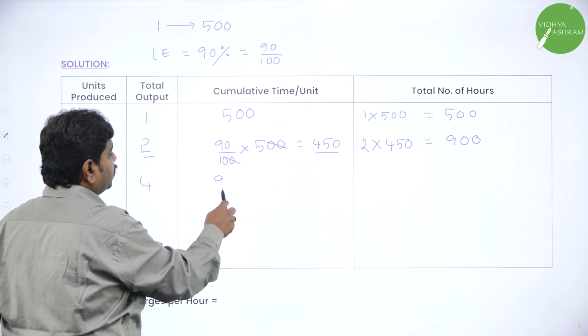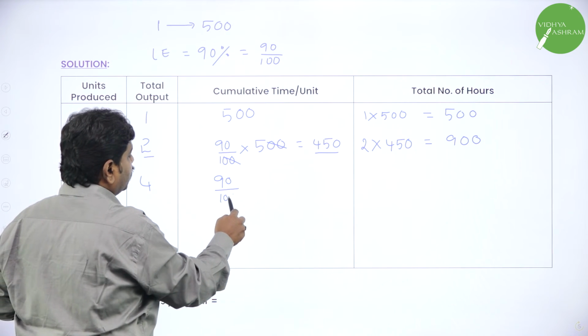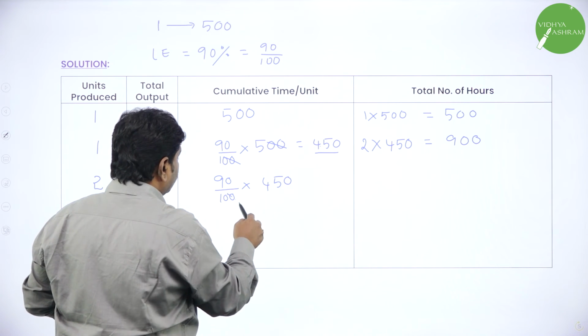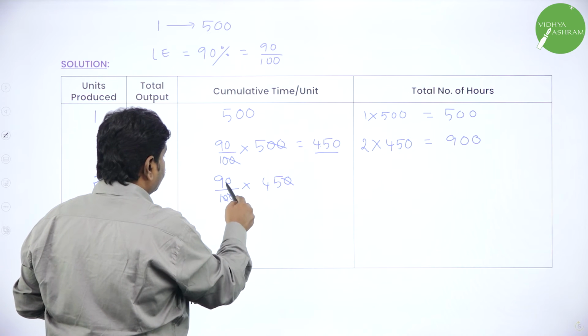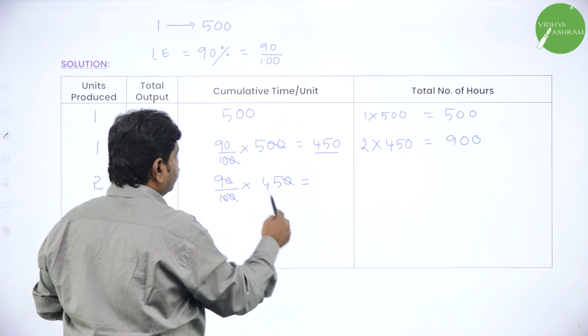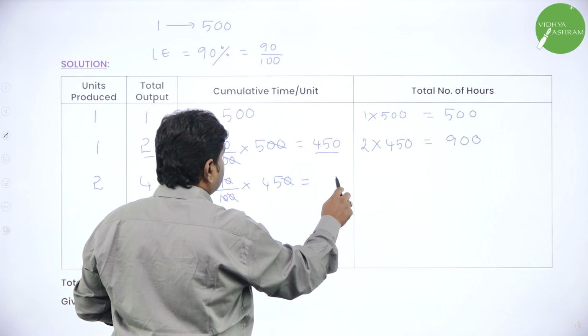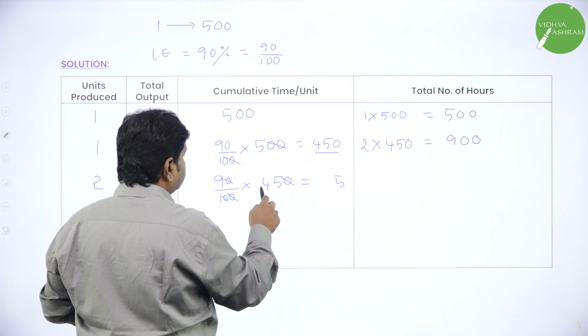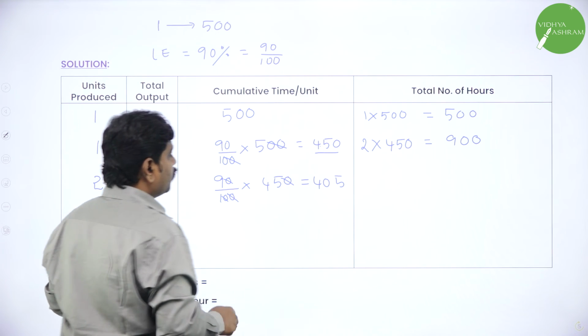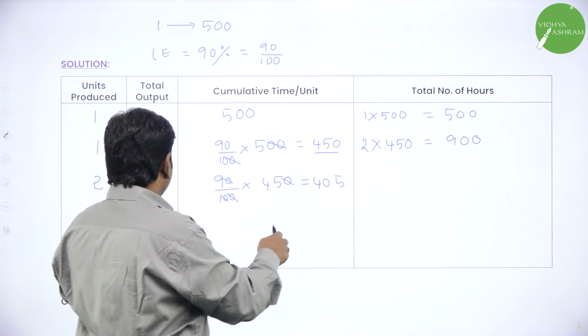Then 90% of the above time. 90 by 100 of above time. What is the above time? 450. 90 by 100 of 450. 1 0, 1 0 I'll cancel. 1 more 0, 1 more 0 I'll cancel. Multiply this carefully. 9 5s are 45. 5 and 4. 9 4s are 36. 36 plus 4 is 40. 405. 405 hours.